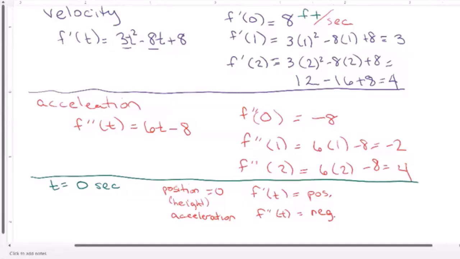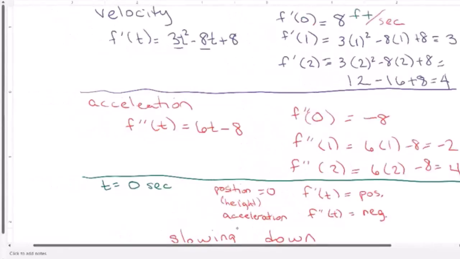That says a lot. That means I'm starting somewhere. I put my foot on the gas. I'm going forward, but someone's putting their foot on the brake, because that's the only reason that my acceleration would be slowing me down. So here, this is not me speeding up. This is me slowing down. So at 0 seconds, I'm slowing down.